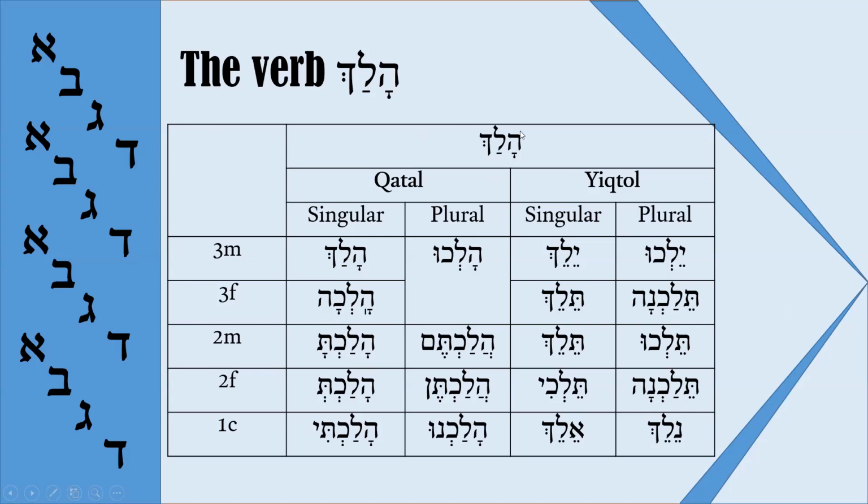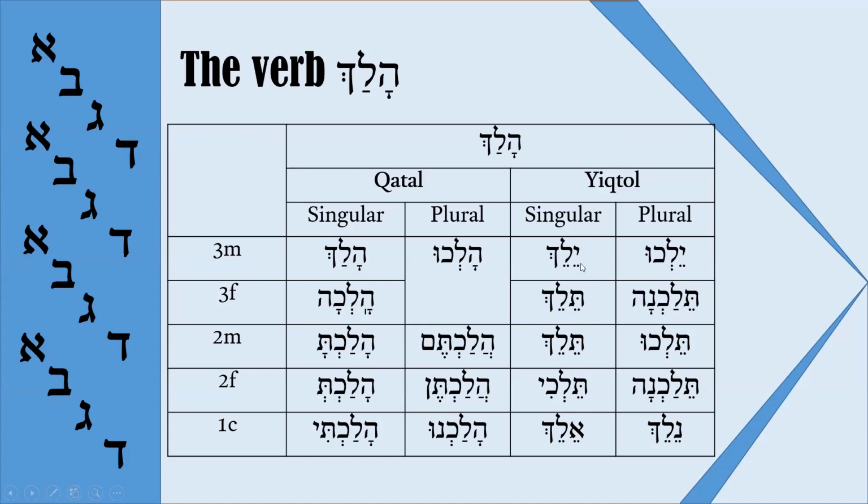So this letter hey disappears, but in order to show that it disappeared, we have the lengthening of the vowel of the prefix. So instead of hirek, we have here tsere, and it is always here, like yelech, telech, telhi, elech, elhi, telachna, telhu, telachna, and nelech. So you will see everywhere we have here tsere.